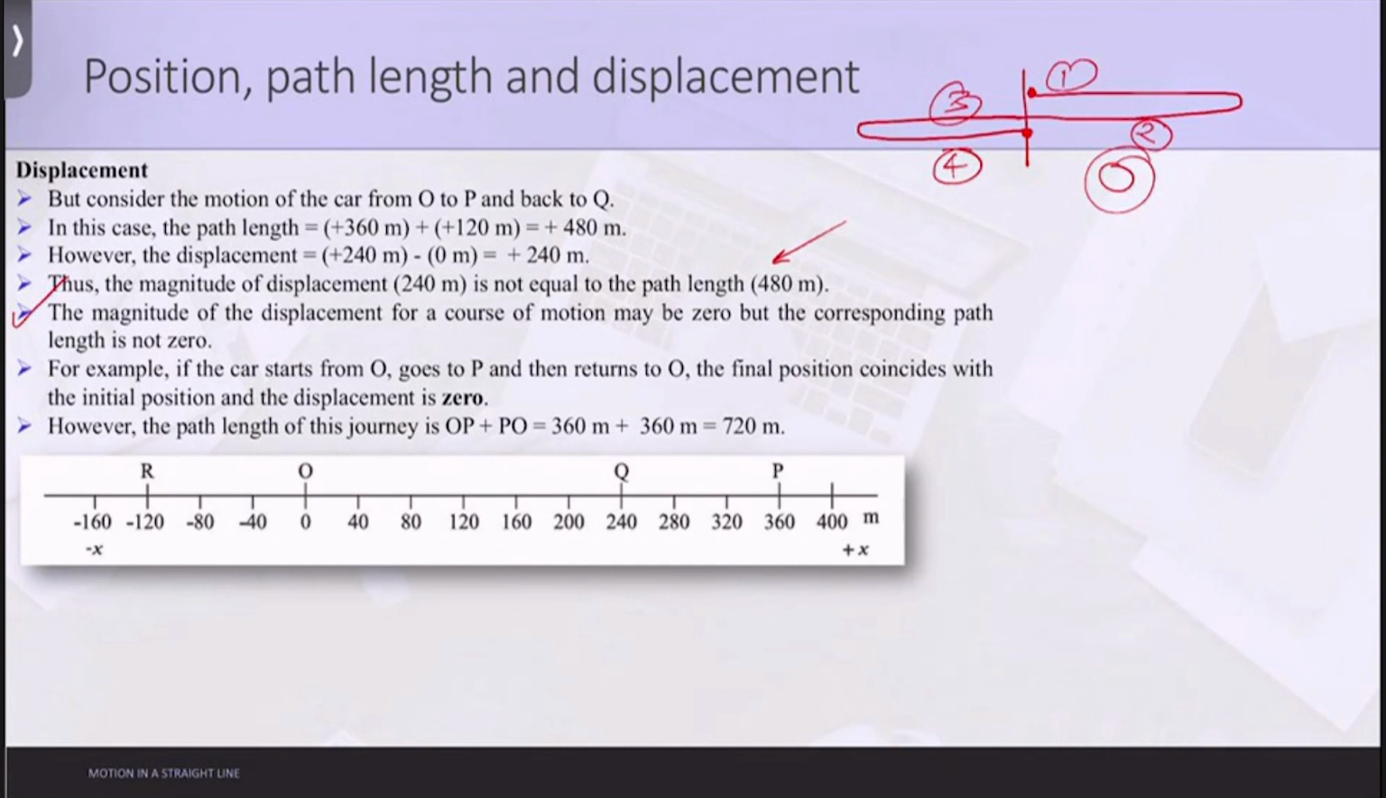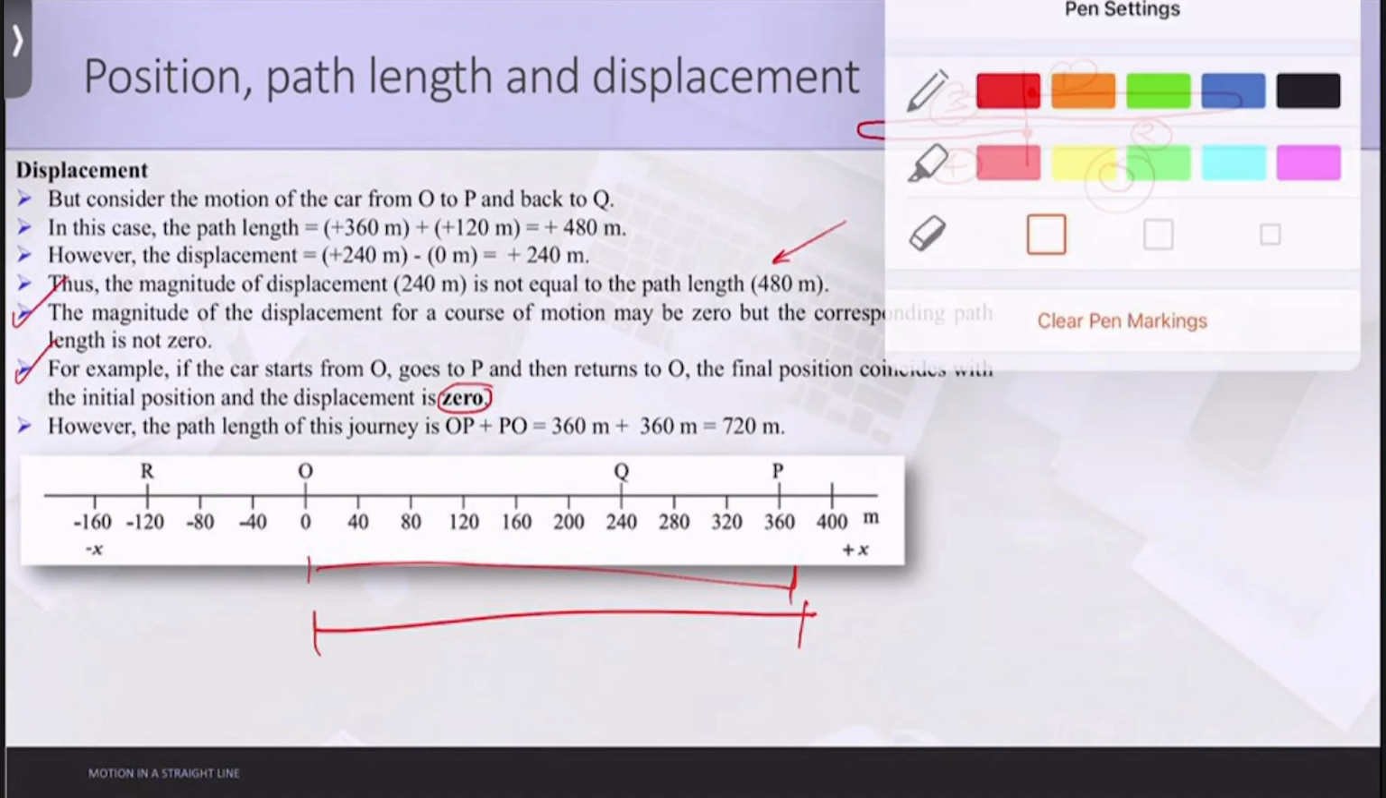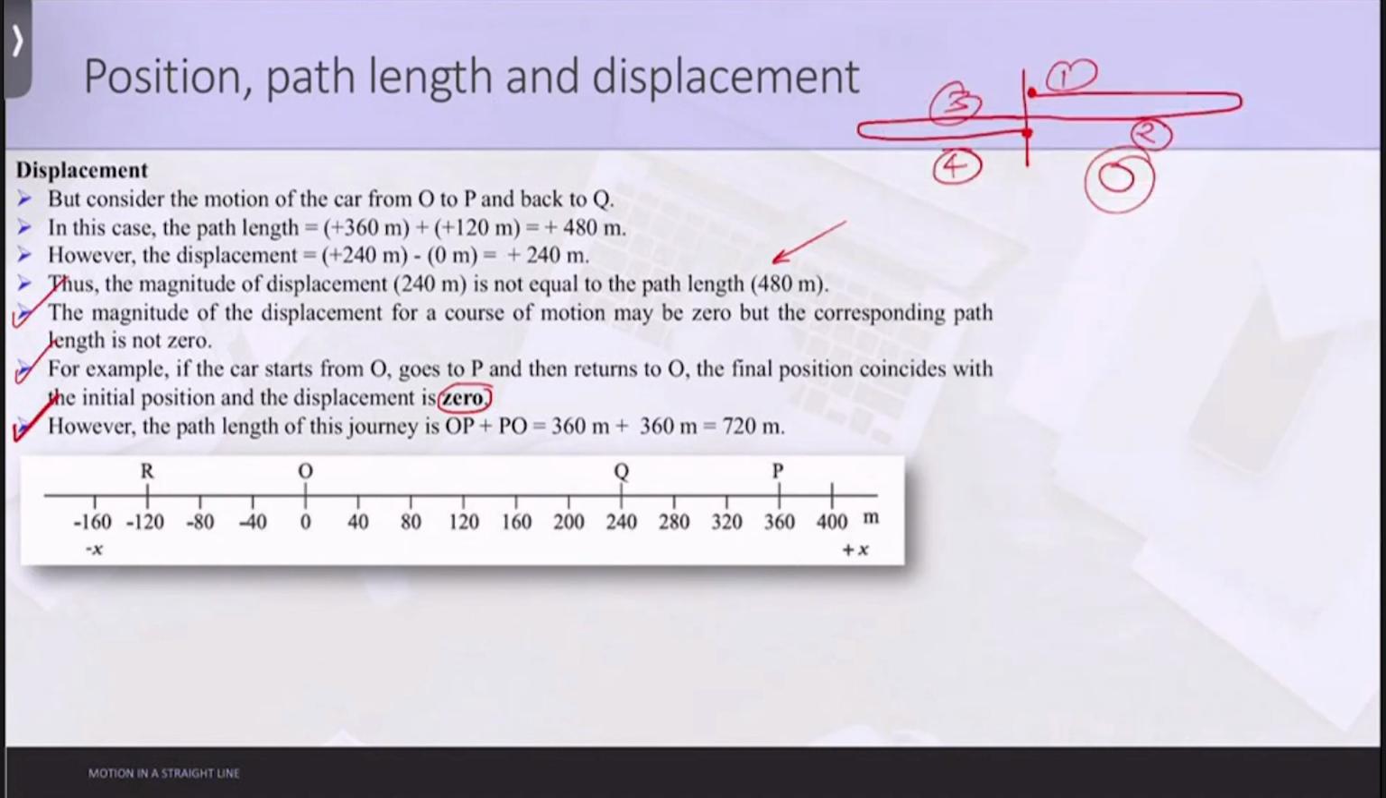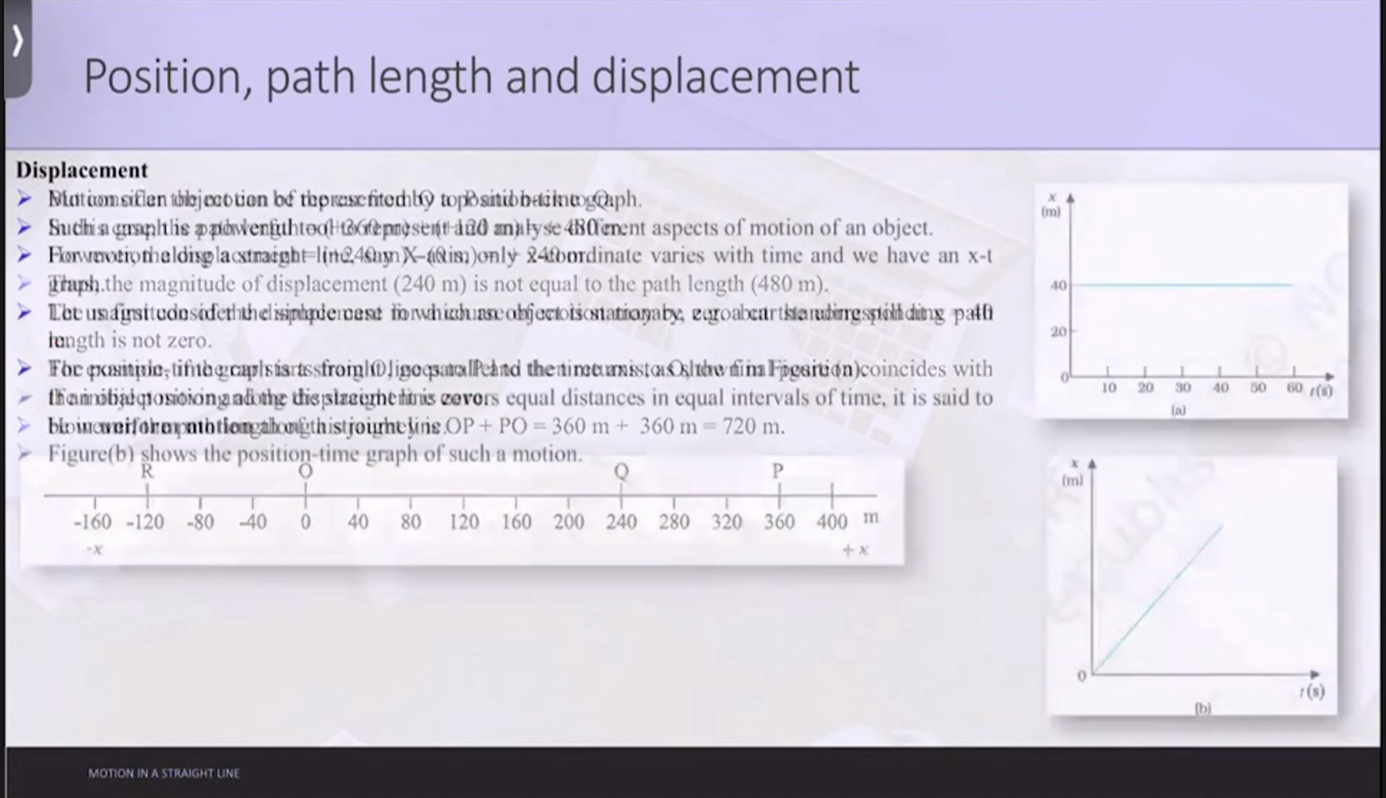For example, if the car starts from O, goes to P, and returns to O, the final position coincides with the initial position, and hence the displacement is 0. However, the path length of this journey is OP plus PO, which is going from this to this, that is 360, and returning back again 360. Therefore, 360 plus 360 will give you 720. So that was the explanation about displacement. Moving on.